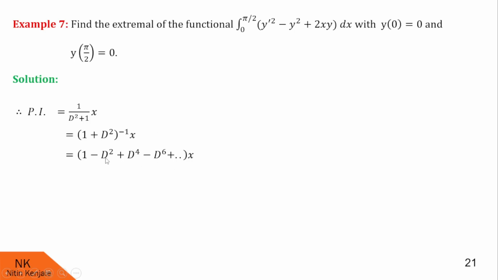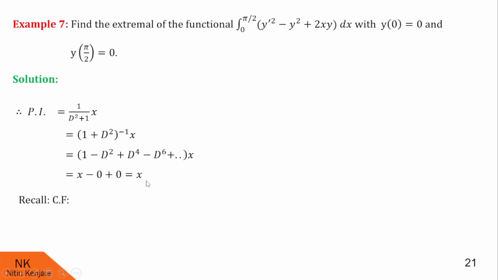But D is d by dx, that means derivative with respect to x. Second order derivative of x with respect to x is 0. So all these terms are going to be 0 and we will be left with only 1 into x. So the particular integral becomes x.